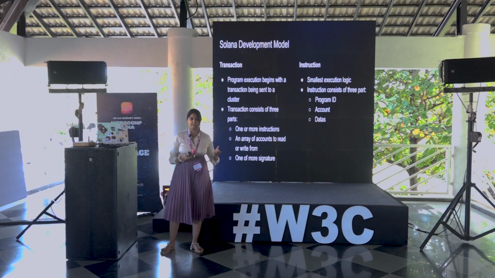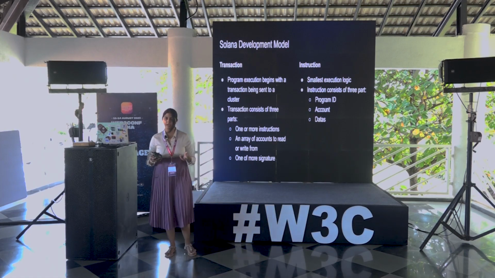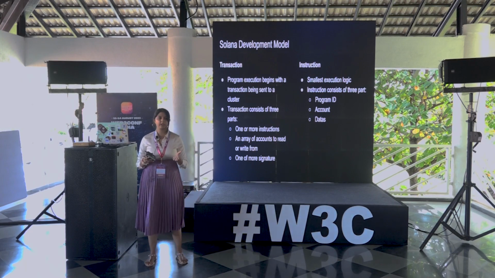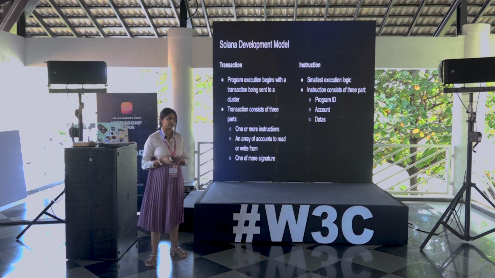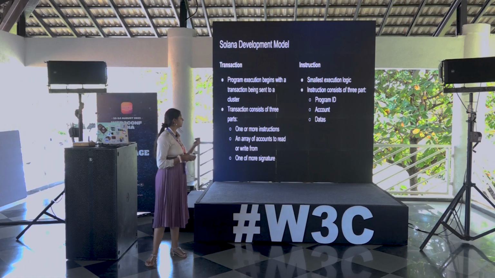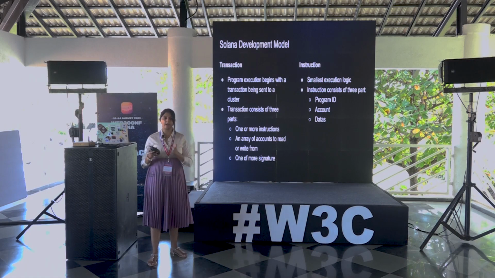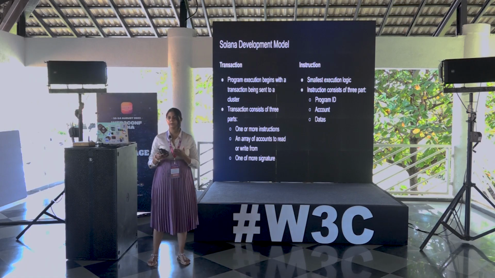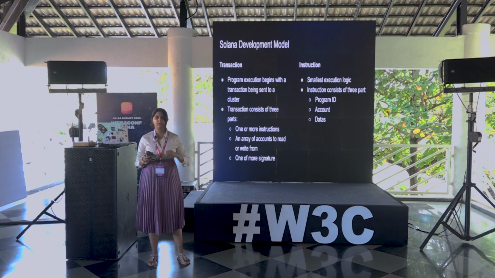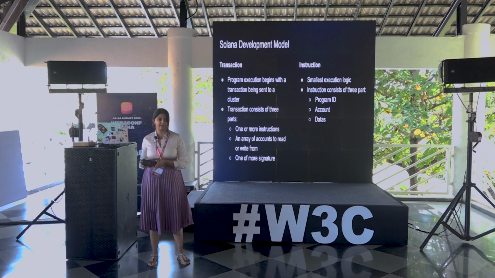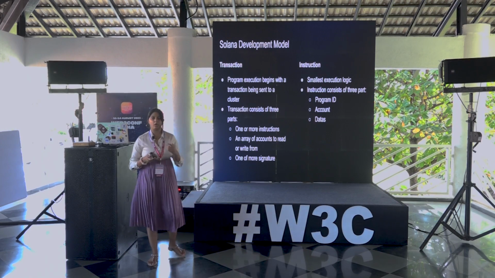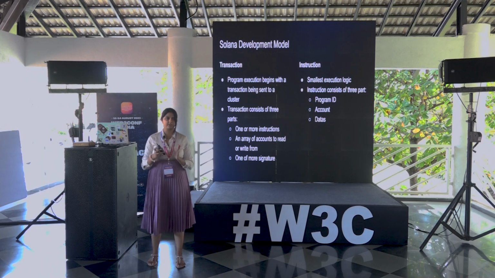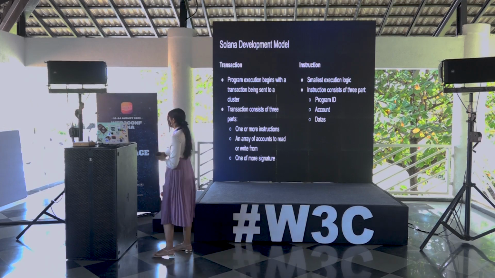And the last part is instruction. It's the smallest execution logic. When we write a program, we create small instructions that we want to execute, and then on the client side, we call these transactions to execute the instruction on chain. And the instruction basically has the program ID, the ID we get after we deploy the smart contract. This way, it knows that we want to go to this program and execute the instruction. Second is accounts and the data. Any data which is related to that instruction is there and it's encoded.